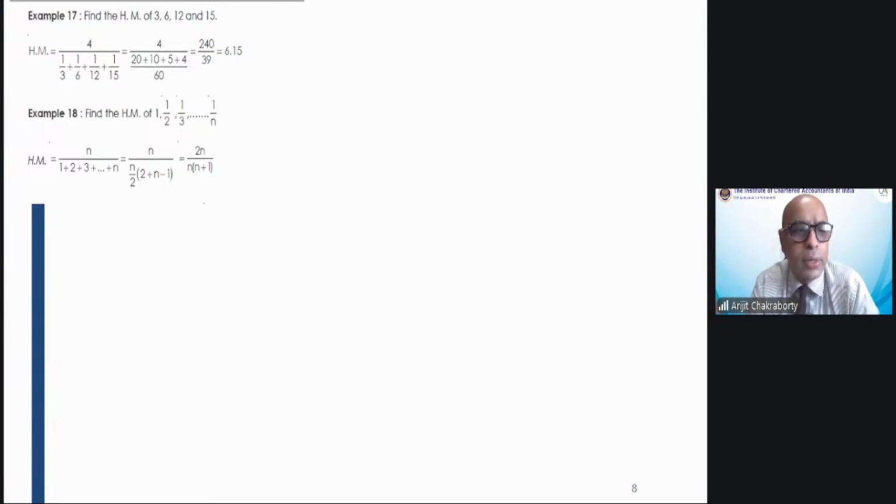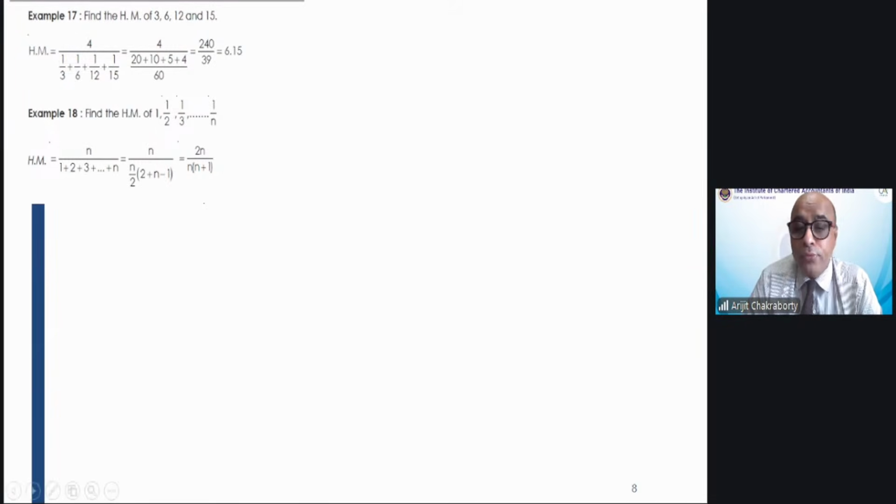So in the denominator, you can see we are adding the reciprocals: 1 by 3 plus 1 by 6 plus 1 by 12 plus 1 by 15. In the numerator, we have the total number of variables. Here it is 4. The rest of it, you can see, is very clearly calculated on the slide. You can see 4 divided by this particular sum and it results in 6.15. The answer is 6.15. So the harmonic mean comes to 6.15.